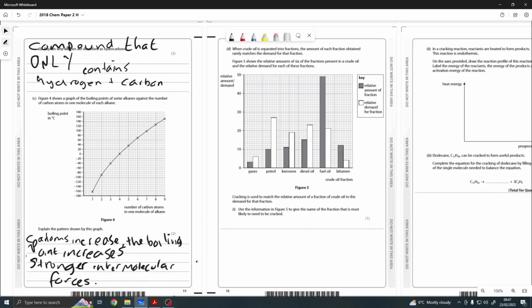Therefore, that one would be, where's my pen gone? Fuel oil. That's what that one would be. The little cursor that uses my pen is now gone. Fuel oil.